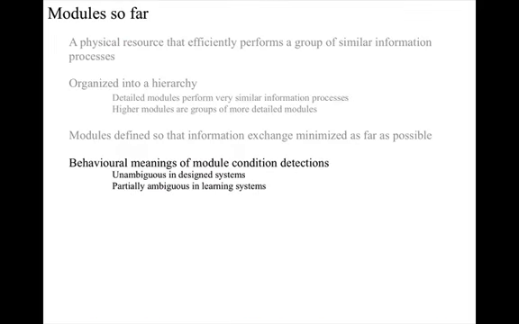So we've added another property of modules. Condition detections have unambiguous behavioral meanings in systems designed under external intellectual control. But in a system that learns a complex combination of behaviors, they have to be partially ambiguous.